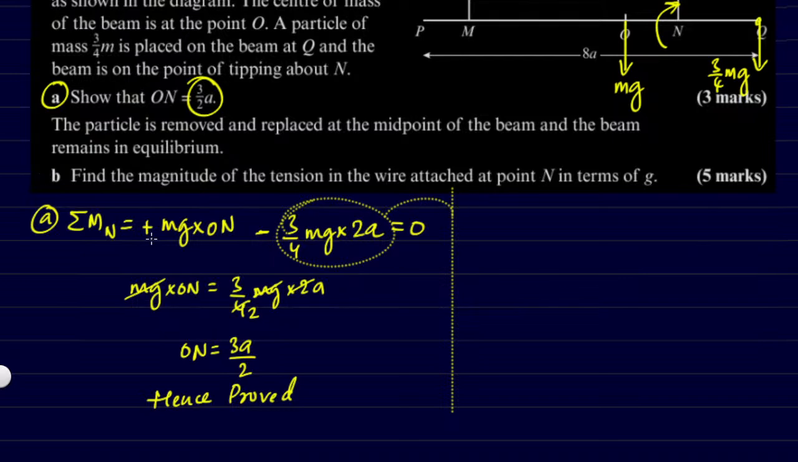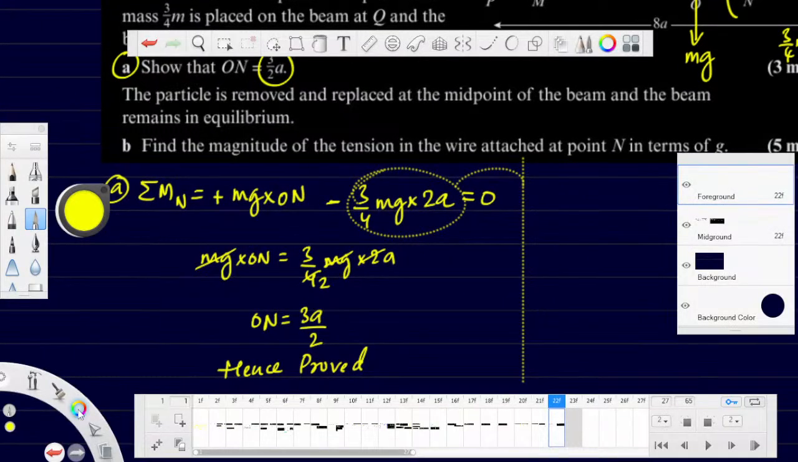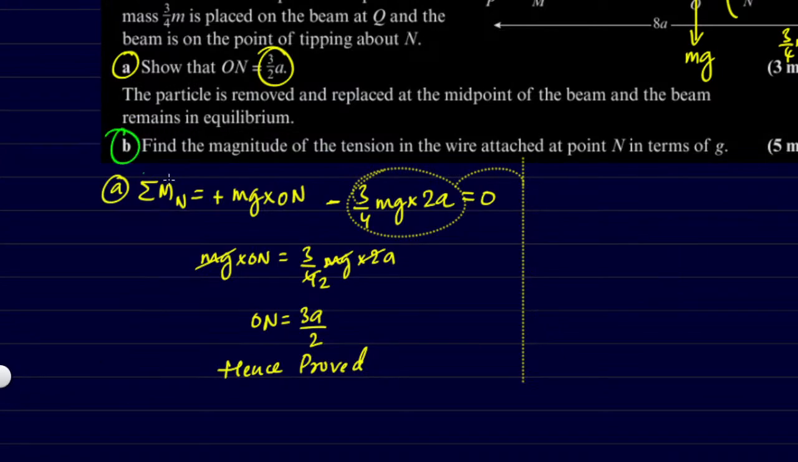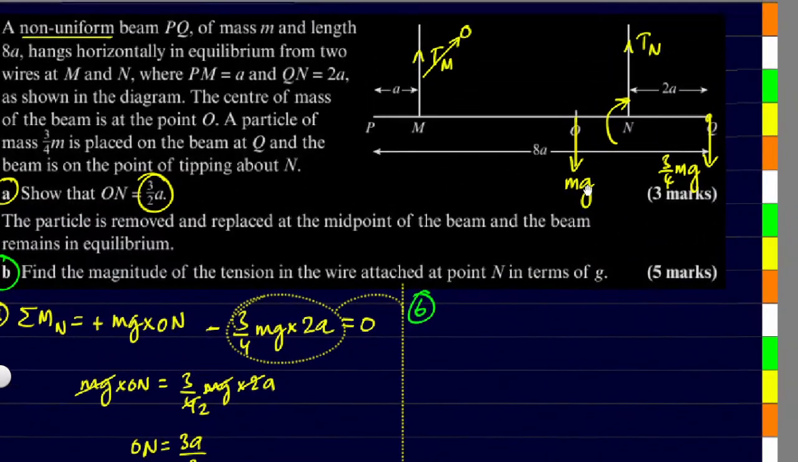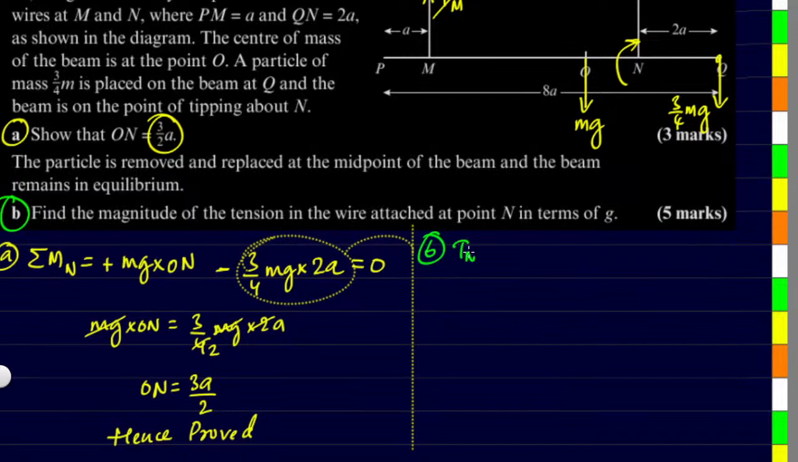Then the B bit, let me take a different color. So, let's solve for the B bit. Find the magnitude of the tension in the wire attached at point N in terms of g. So what is he asking us to find? He's asking to find the value of Tn.